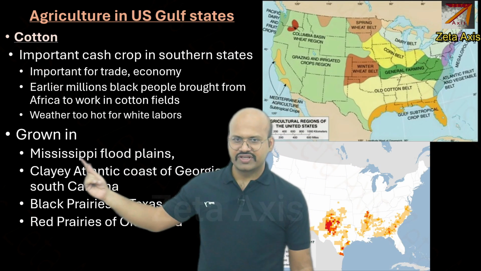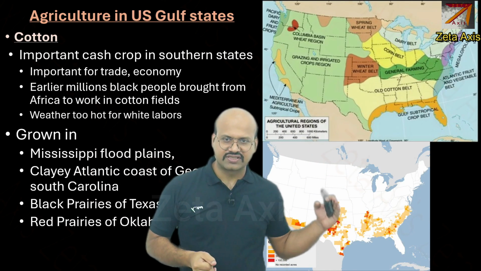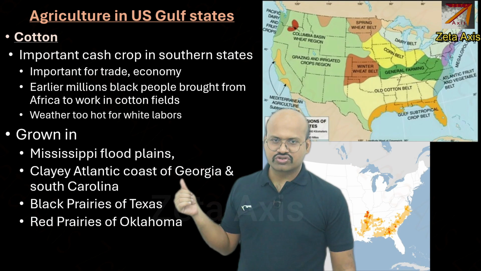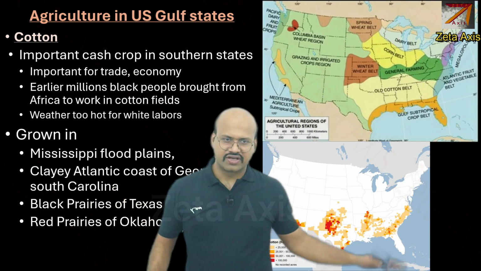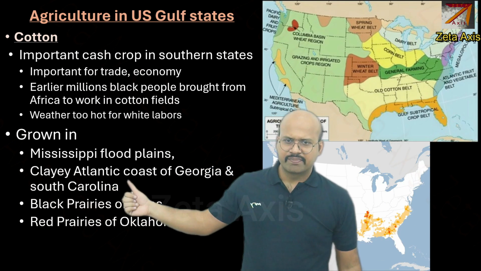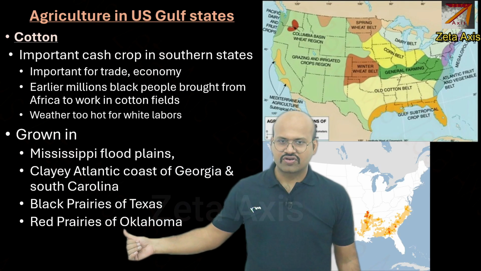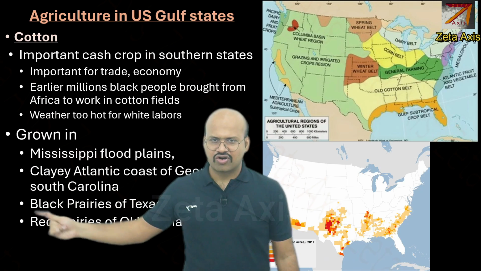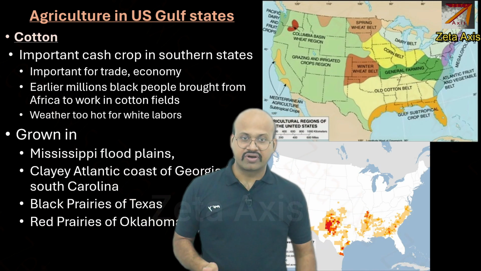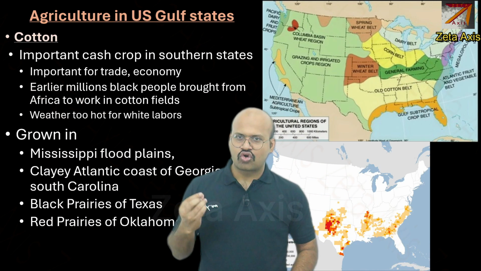The cotton is grown in the Mississippi floodplains, which is this region, the Atlantic coast of Georgia and South Carolina, basically in these regions, and then the black prairies of Texas. This is Texas, and the red prairies of Oklahoma. We can see these are all mainly the southern states of the USA where this cotton is grown.